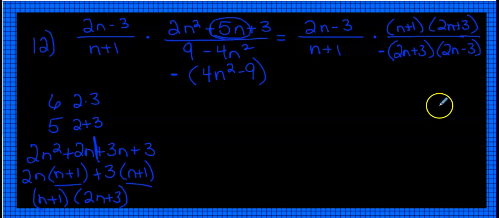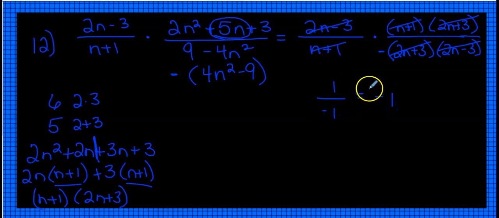Also, I got some stuff to cancel out, so I kind of figure, okay, I did something right here. We'll cancel out the n plus 1s and the 2n plus 3. And the 2n minus 3. So guess what my answer is? In the numerator, I have a 1 left. In the denominator, I have a -1 left. Well, 1 divided by -1 just equals -1. So this whole thing right here equals -1.